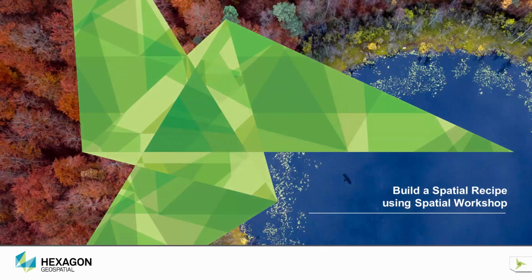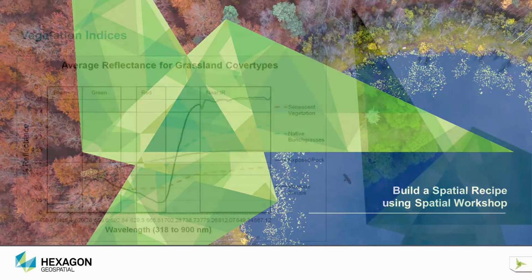Thank you for watching this Hexagon Geospatial e-training module, Build a Spatial Recipe using Spatial Workshop. In this module, you'll create a spatial recipe that shows the health of vegetation as a map, then create a Hexagon Smart Map to view the results.